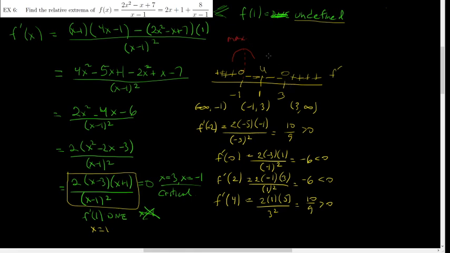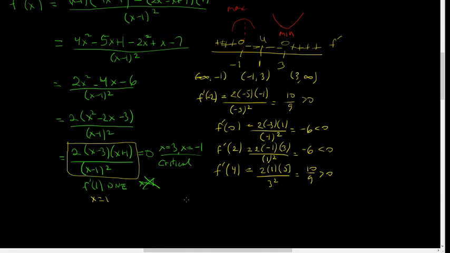What about 3? So between 1 and 3 it's going to be decreasing, and then at x equals 3 it changes to increasing, and that tells me I have a relative minimum at x equals 3.